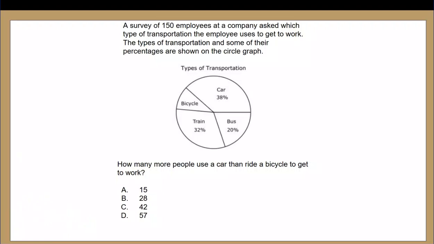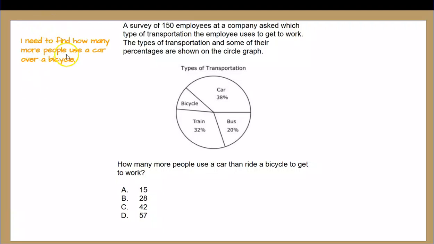The first thing I need to figure out is what is it I'm being asked to find? Looking back at our question, how many more people use a car than ride a bicycle to get to work? How many more reminds me of finding a difference, or subtracting something. But I don't know the number of people or the number of bike riders, because on my circle graph, I've been given percentages. So it looks like I'm going to have to find out some of the parts to be able to answer this question to find the difference.